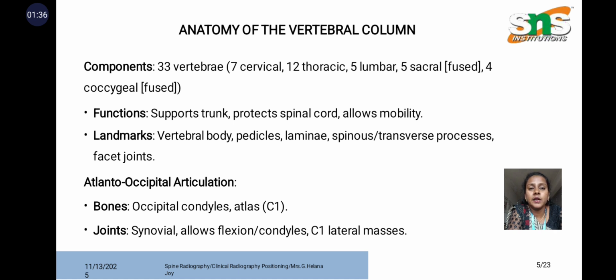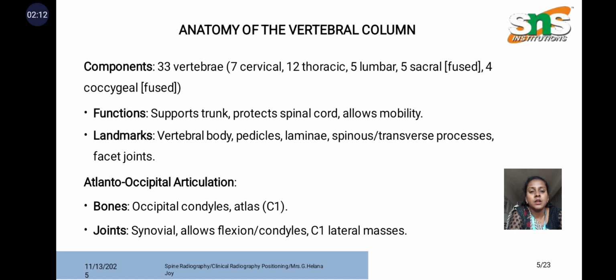There are 33 vertebrae, divided into 7 cervical vertebrae, 12 thoracic vertebrae, 5 lumbar vertebrae, 5 sacral vertebrae which are fused into one bone, and 4 coccygeal vertebrae which are fused into one. The functions of the vertebrae are to support the trunk, protect the spinal cord and allow mobility. Landmarks include the vertebral bodies, pedicles, laminae, spinous and transverse processes, and facet joints in the vertebrae.